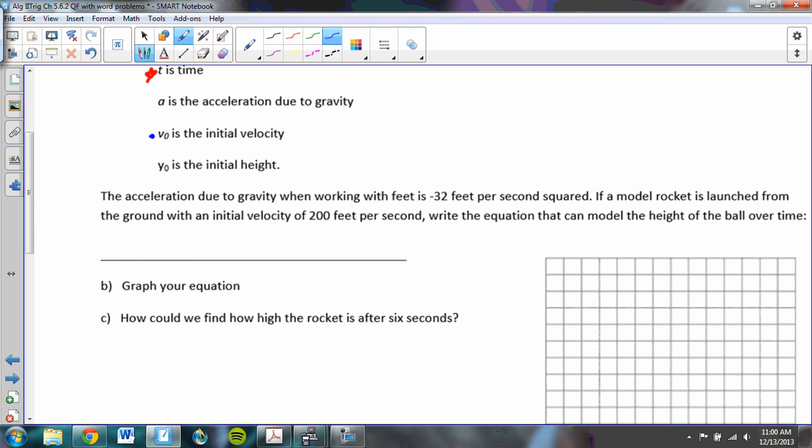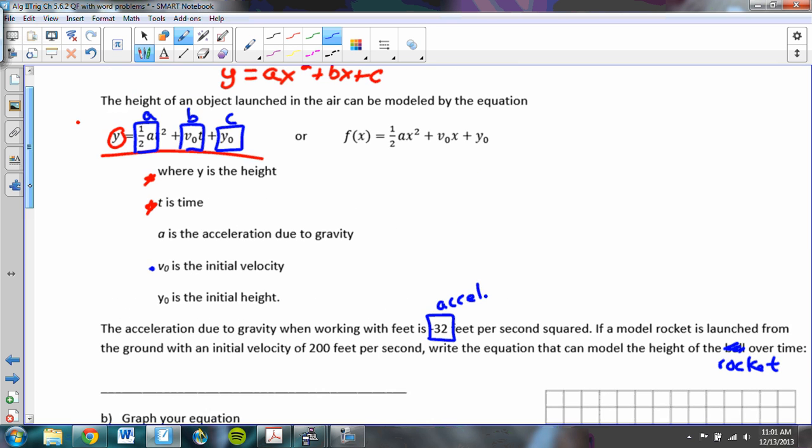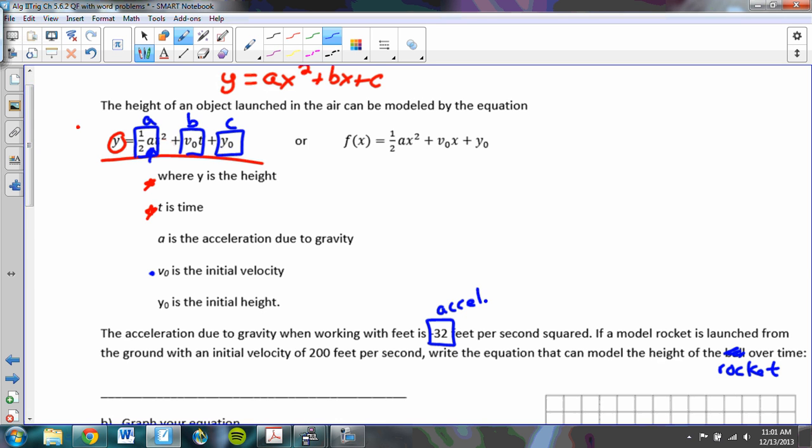So for this first problem, the acceleration due to gravity when working with feet is -32 feet per second squared. If a model rocket is launched from the ground with an initial velocity of 200 feet per second, write the equation that can model the height of the rocket over time. Well, this -32 feet per second squared is the acceleration. So I'm going to plug that in for the a value in the formula, right here.